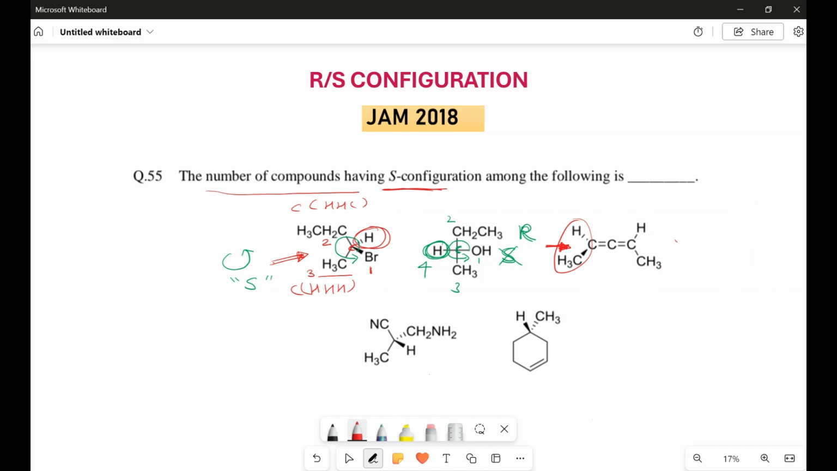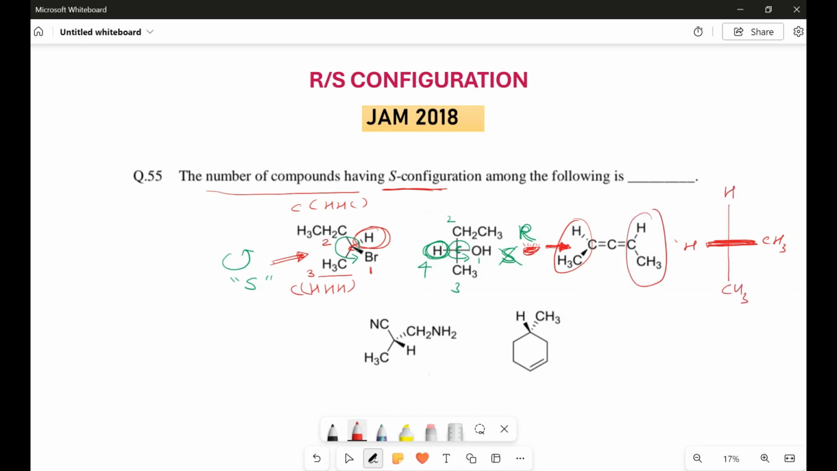They are in the horizontal line because I'm viewing from here. They are on horizontal. So now since I'm viewing from this position, my eyes are here. Since I'm viewing from here, now CH3 becomes right hand side and hydrogen becomes left hand side. And in the vertical, I have hydrogen above and CH3 below.